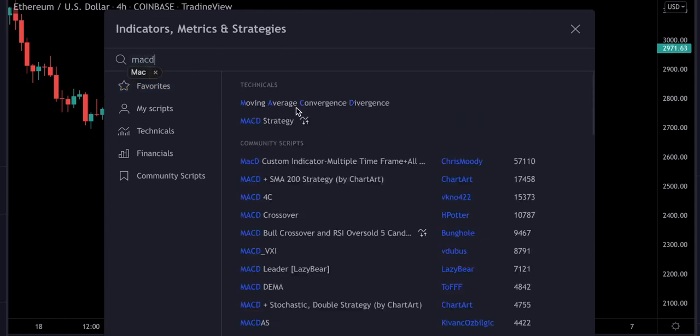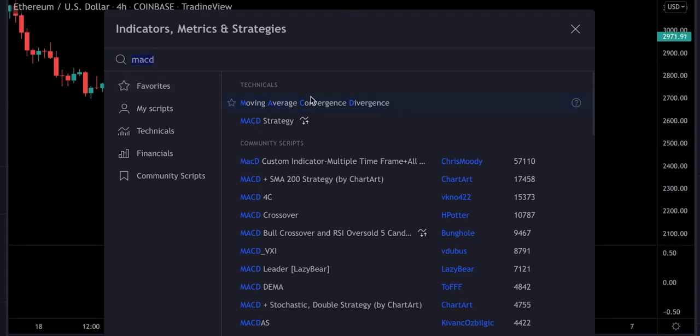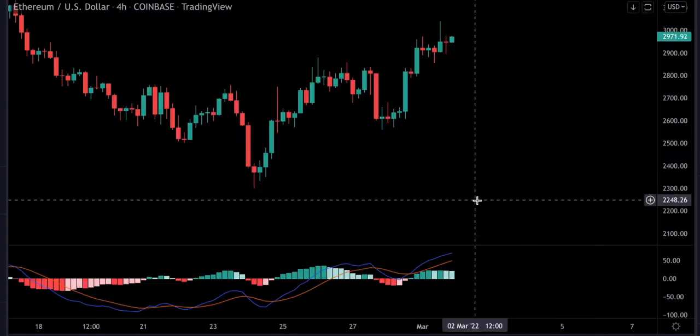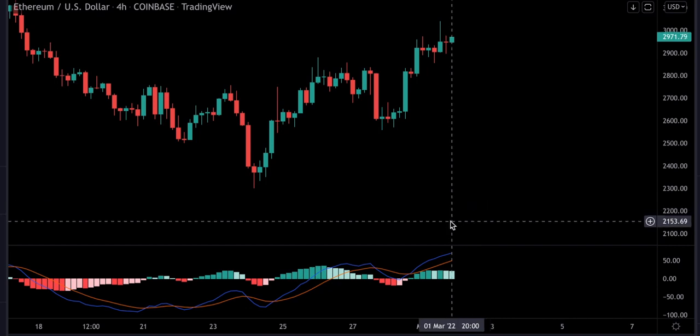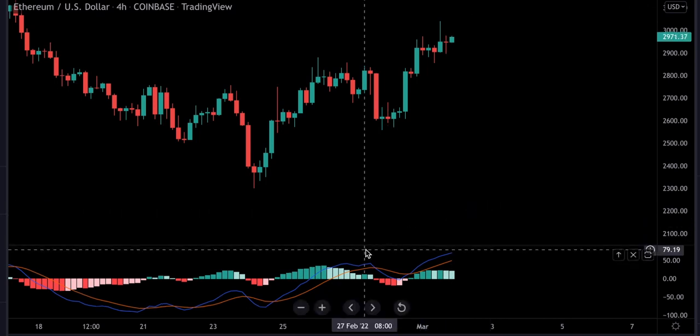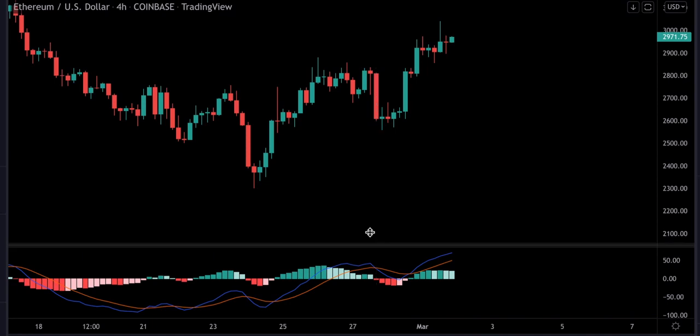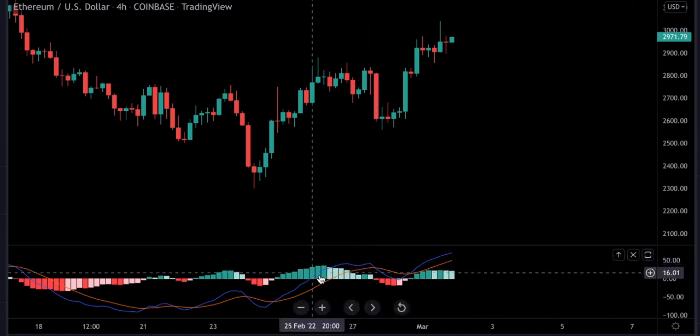MACD stands for Moving Average Convergence Divergence. Alright, we can see that this indicator might look a bit complicated if you're a beginner, but it's very easy to read the signals.